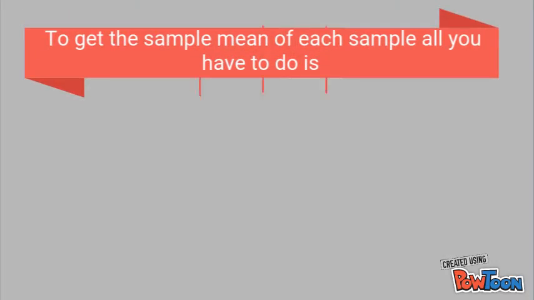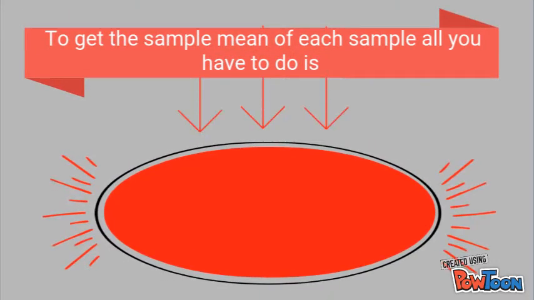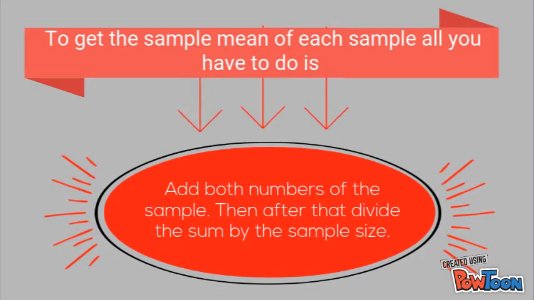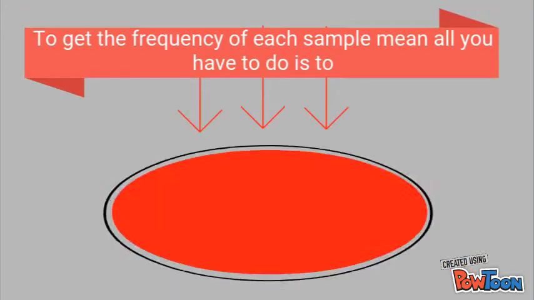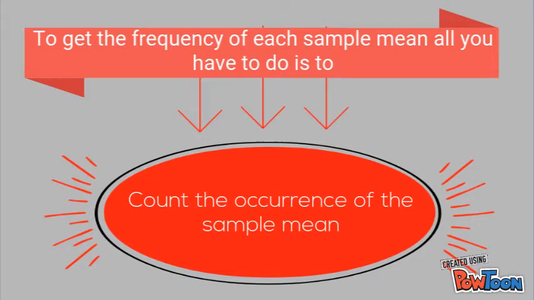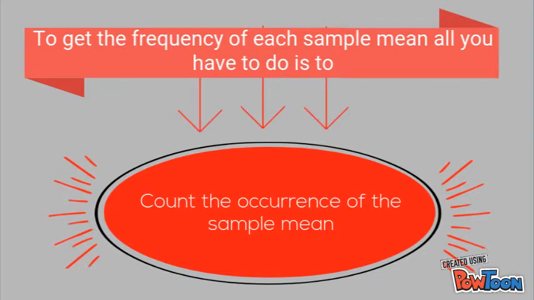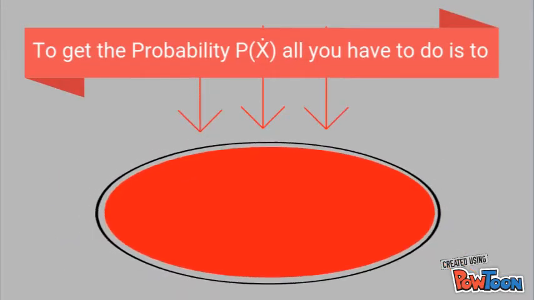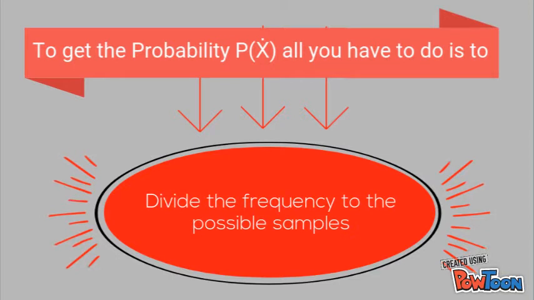To get the sample mean of each sample, all you have to do is add both numbers of the sample. Then after that, divide the sum by the sample size. To get the frequency of each sample mean, all you have to do is to count the occurrence of the sample mean. To get the probability of sample means, all you have to do is to divide the frequency by the number of possible samples.